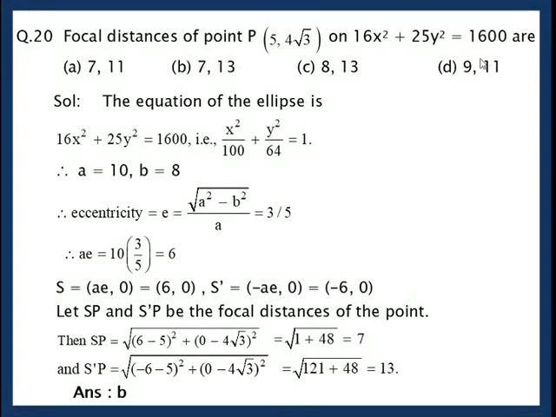Actually, the total 20 occurs in options B and D. If the sum is 20 in only one option, then we need not bother to find eccentricity and focal distances. But here, the sum of the focal distances is 20 in options B and D. So at least we have to find SP. So SP is 7. So go for Bombay. B is the correct option.